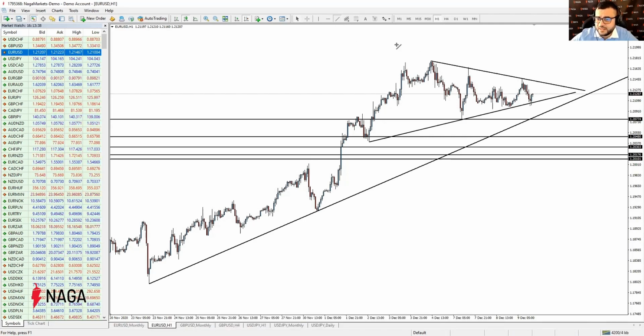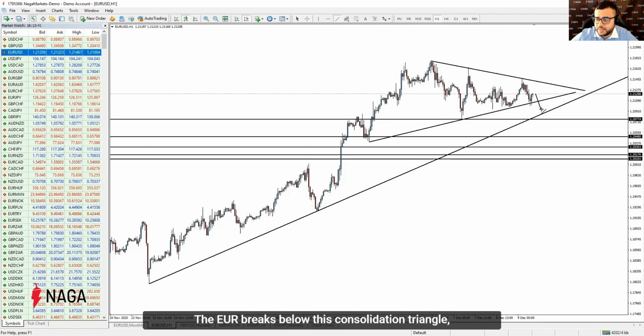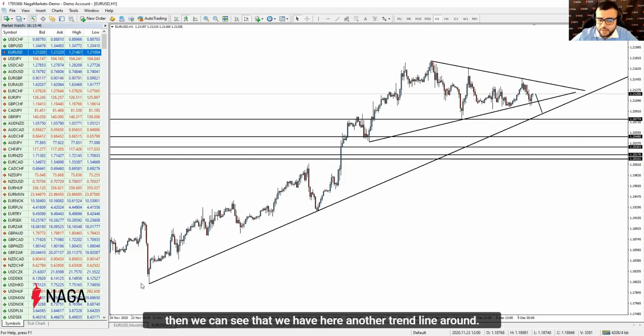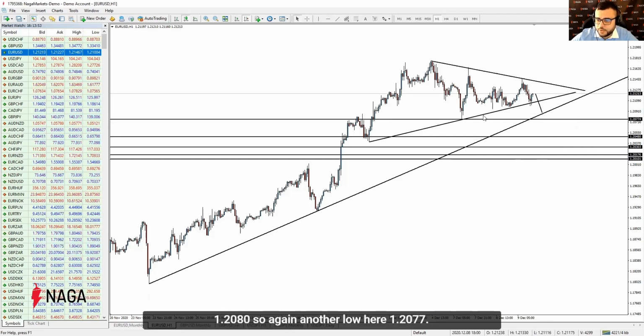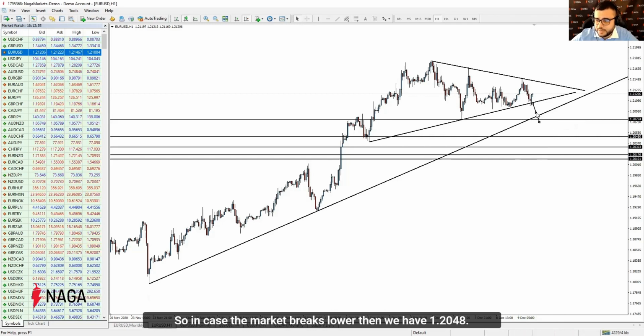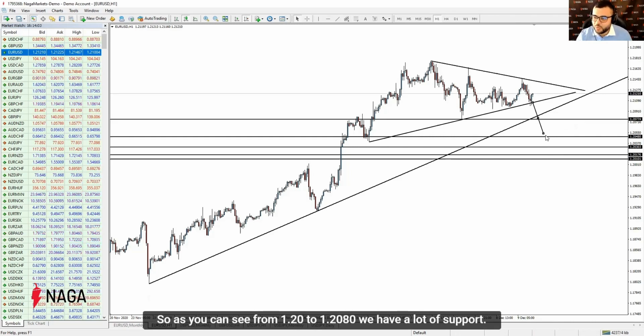In case the euro breaks below this consolidation triangle, then we can see that we have here another trend line around 120.80. So again, another low here, 120.77. So in case the market breaks lower, then we have 120.48. So as you can see, from 120 to 120.80, we have a lot of supports. So it will be very difficult for the euro to trade lower.